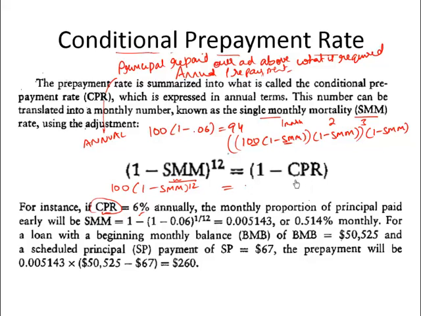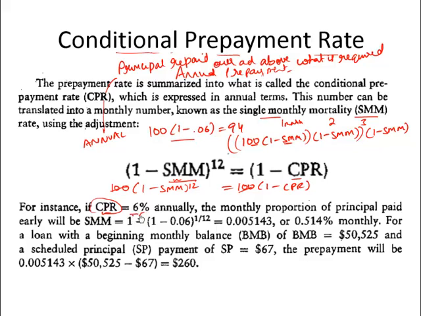And we know the definition of CPR, that is the annual rate. So if 100 was outstanding at the beginning of the year, then at the end of the year, 100 into (1 minus CPR) would have been repaid or would have been prepaid. So (1 minus SMM) to the power 12 is equal to 1 minus CPR. This is how you can convert the annual prepayment rate into a monthly prepayment rate.